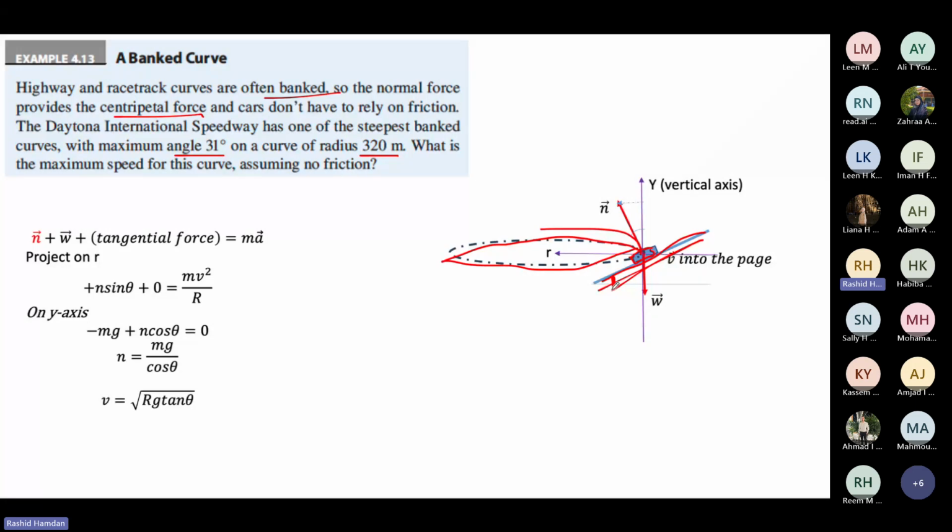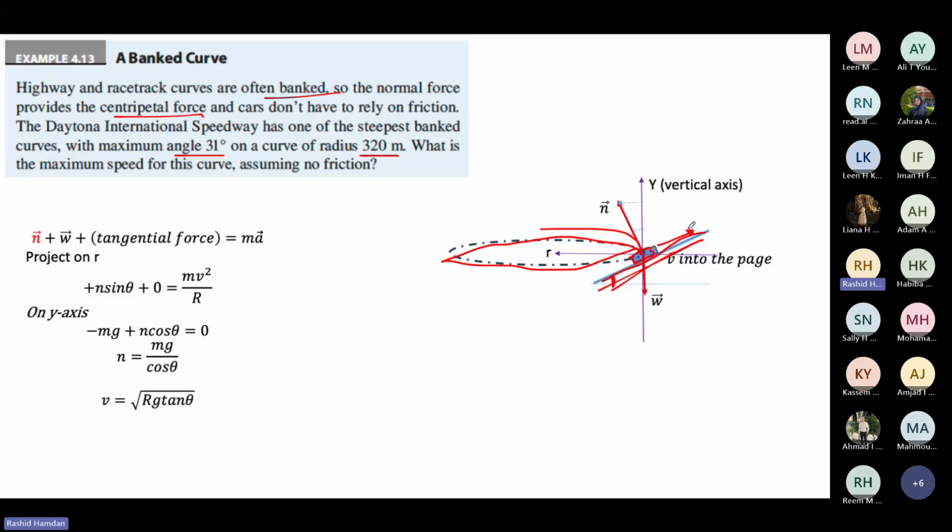I want to find the force if there is no friction. Of course I could include friction but then the projections are going to be a little bit complicated, because friction can only be parallel to the road. So static friction is going to be kind of this way, and it will also make an angle with the road. I can include it but let's not do that for now. So n vector plus w vector plus the tangential forces equal to ma.